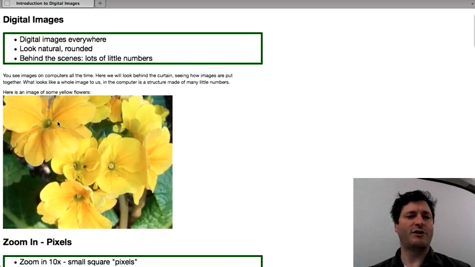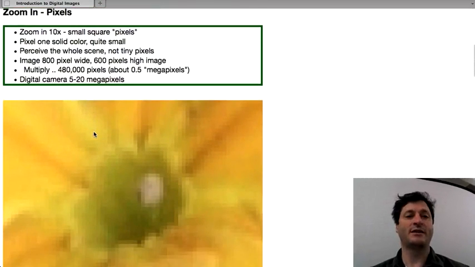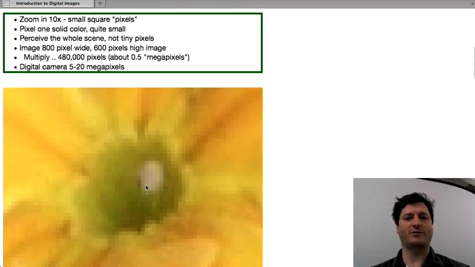So what I want to do is focus on this upper left flower here. You'll see there's a little green area with a little thing in the middle. So if I zoom in by a factor of 10 on just that square, it looks like this. So what you see is that the image is made of these little square things. These are called pixels. So each pixel is square.